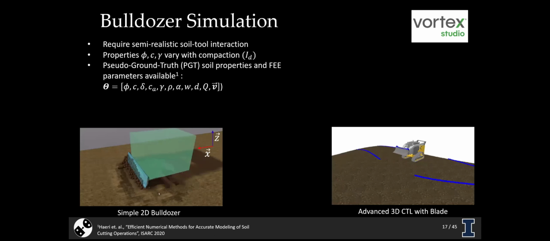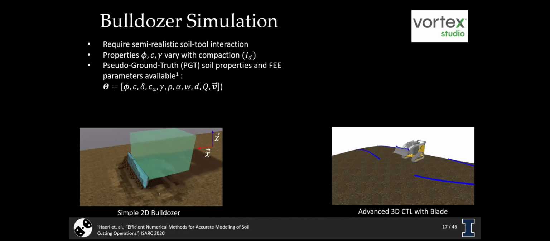So, to the simulation a little bit, there's a couple of different methods that are used here. A couple of different simulations that we've worked with: initially we started with this simplified 2D model of the bulldozer, and then moved to this more advanced compact track loader. The important thing for the simulation is that it models the soil-tool interaction semi-realistically. We're not trying to have an exact replica of the system, but it needs to have similar properties of the dynamics. The other important thing is that we need some way of varying these soil conditions in the simulation, these V, C, and gamma parameters.